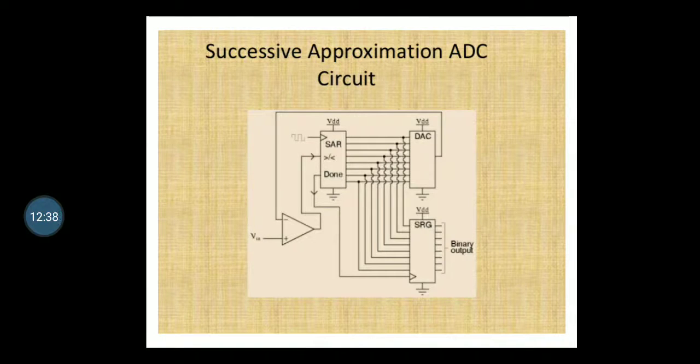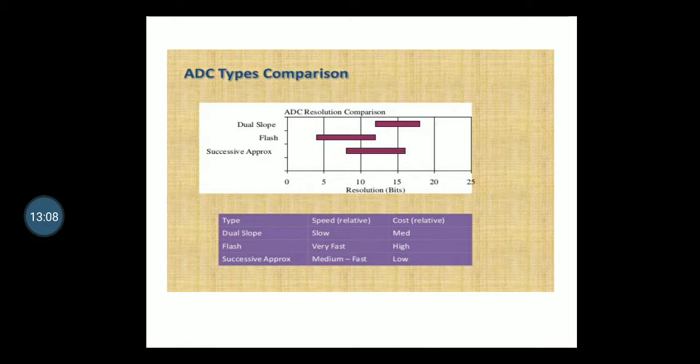So this is the successive approximation type ADC. In the operation, with the arrival of the start command, the SAR sets the most significant bit, and with the arrival of the end of conversion, the comparator changes its state. So this is the successive approximation type ADC.